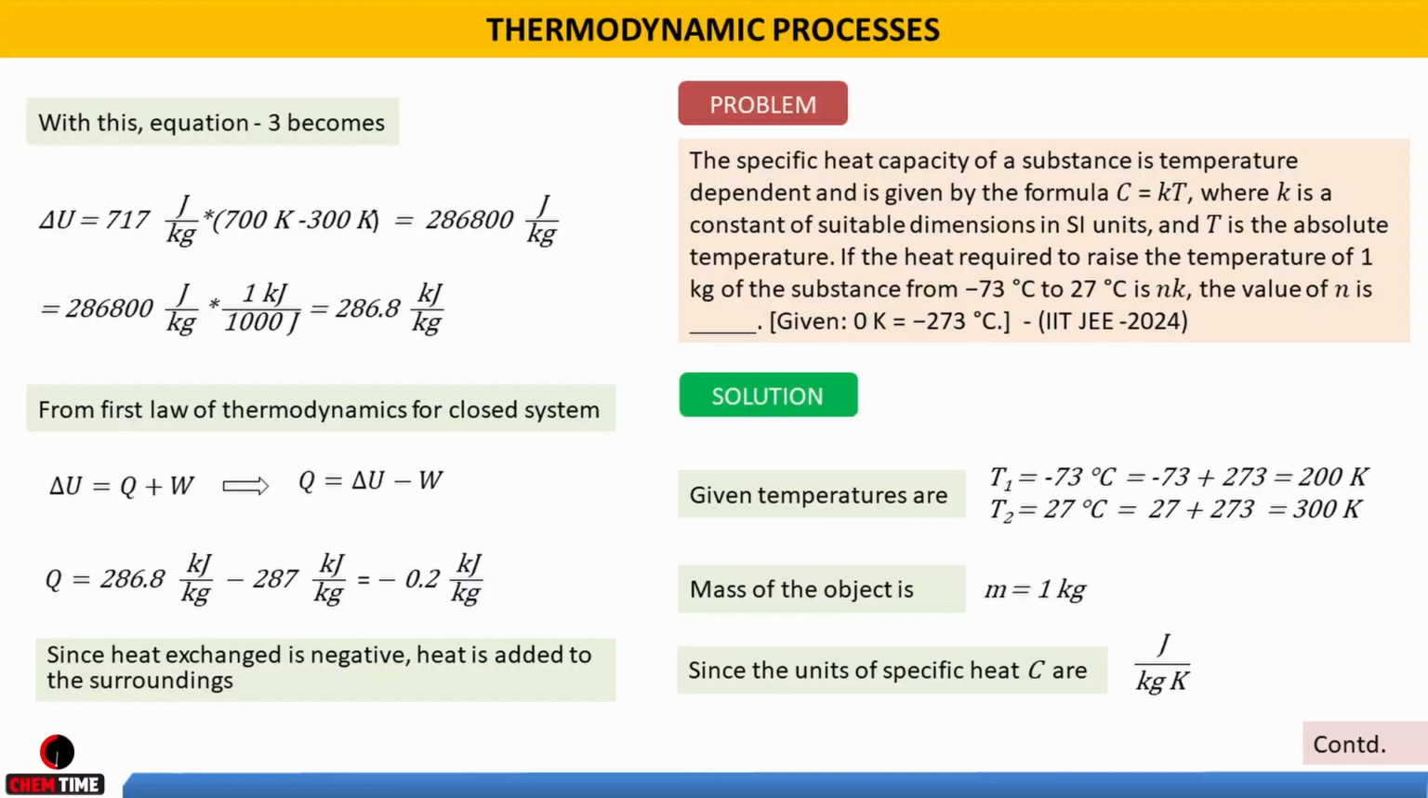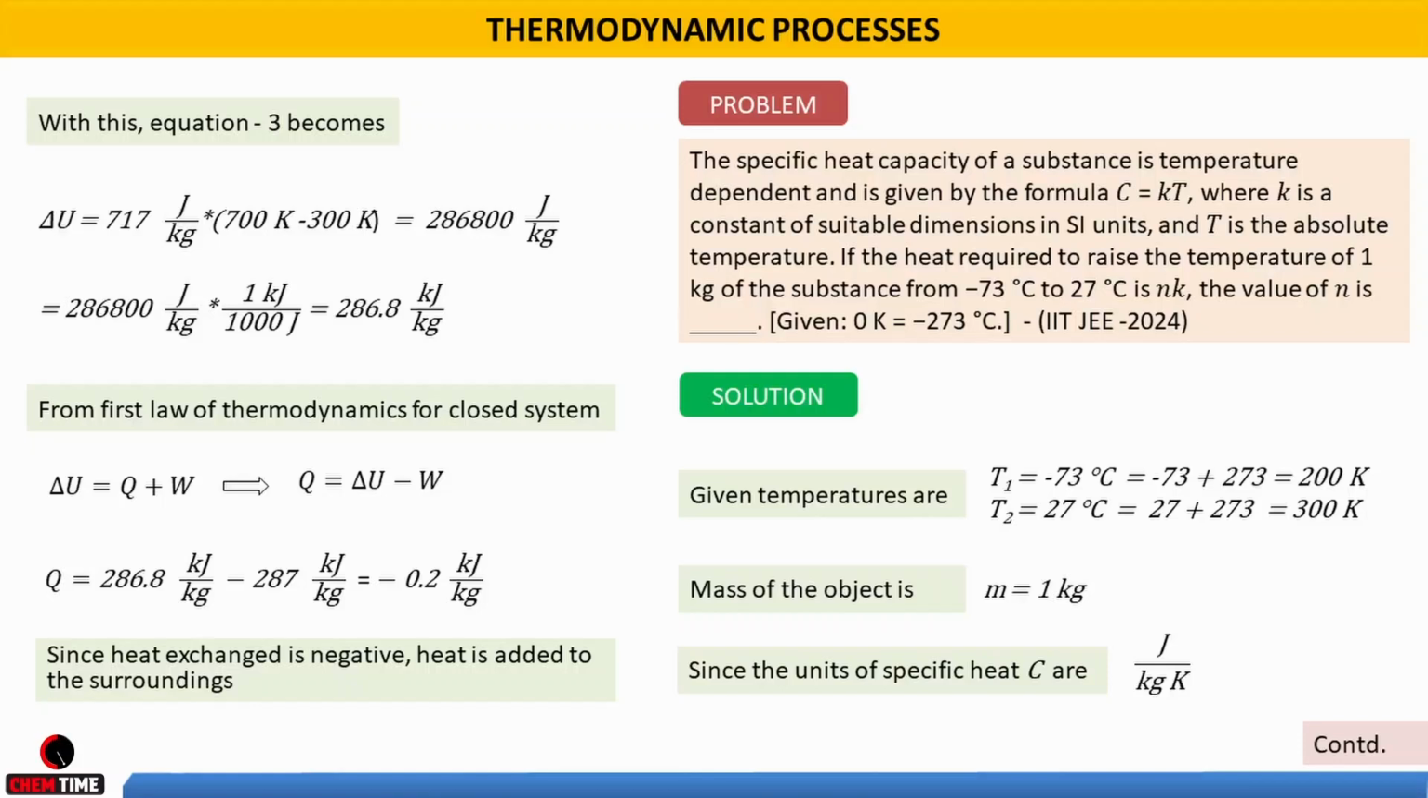We have taken one more problem given in a recent IIT JEE examination, and this problem reads: the specific heat capacity of a substance is temperature dependent and is given by C is equal to kT, where k is a constant of suitable dimensions in SI units and T is the absolute temperature. The heat required to raise the temperature of 1 kg of the substance from minus 73 degrees centigrade to 27 degrees centigrade is Nk. What is the value of N? This was given in a very recent IIT JEE paper.